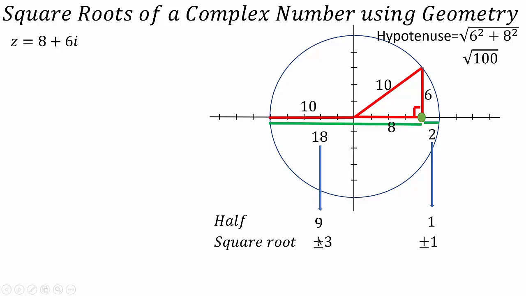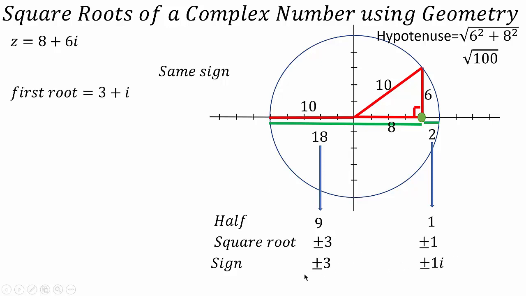Now we need to look at the sign. Since this triangle is formed in the upper part of the axis, it will be positive, or in other words, the value of b, that is 6, is positive, so it will have the same sign. So the answer will be plus or minus 3 and plus or minus 1i. Taking the positive sign, the first root will be 3 plus i, and taking the negative sign, the second root will be minus 3 minus i.